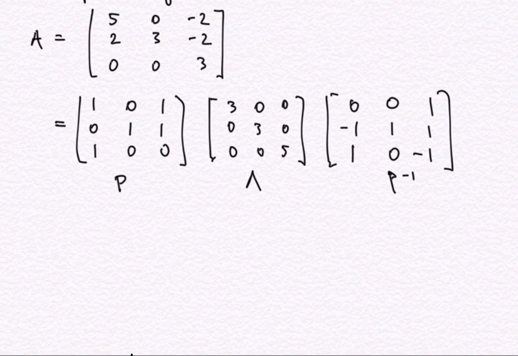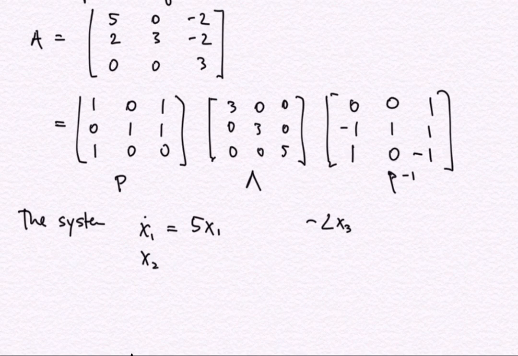Let's write the system out again, because this is our first encounter here. So this is x1 dot is 5x1 minus 2x3. x2 dot is 2x1 plus 3x2 minus 2x3. I'm just reading along the line here. x3 dot is 0x1 plus 0x2 plus 3x3.